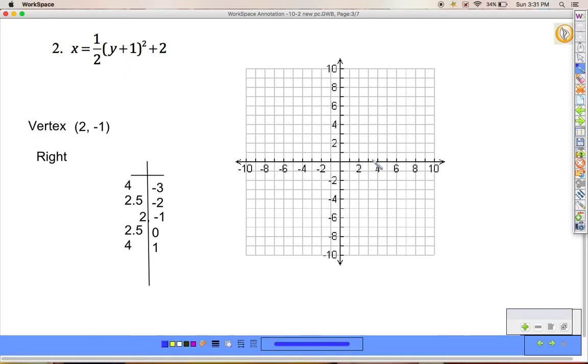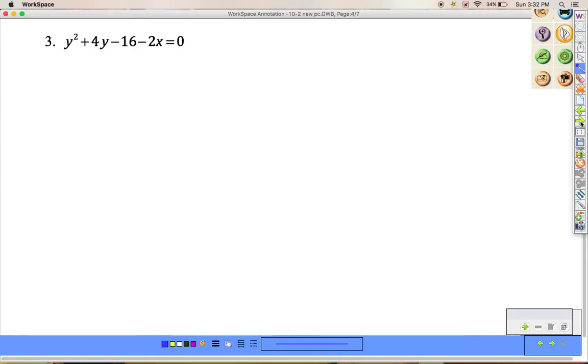All right, 4, negative 3. 2.5, negative 2. 2, negative 1. 4, 1. We got something that looks like that. Very ugly, but working with the mouse pad, so it's a little tougher. All right, so given it in the correct form, we have to be able to graph it. All right, now the next part, the fun part, putting it into the right form.